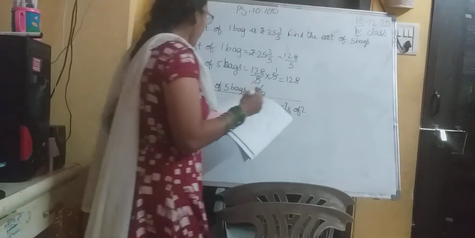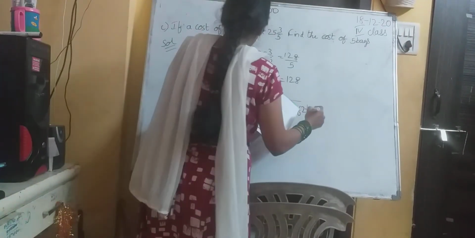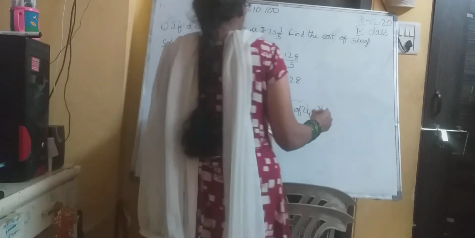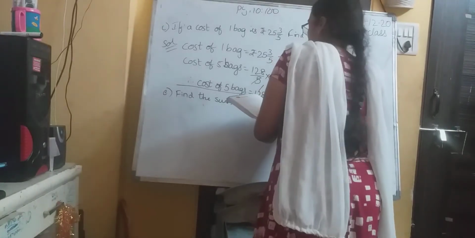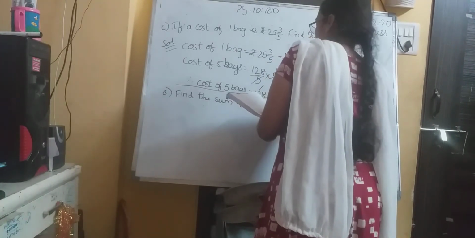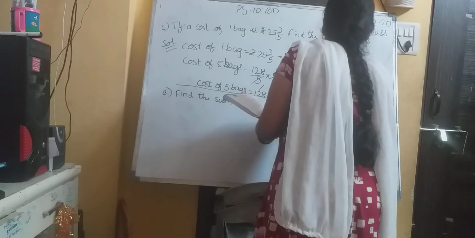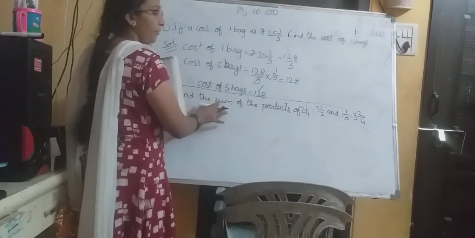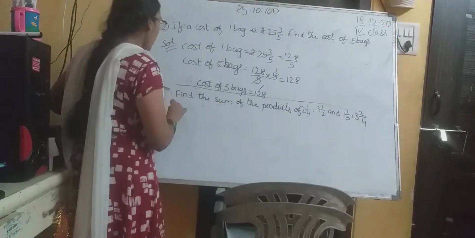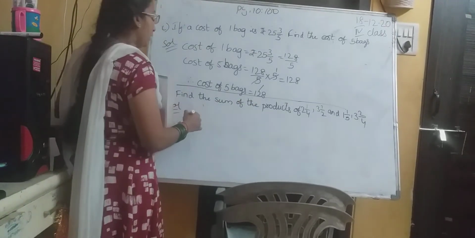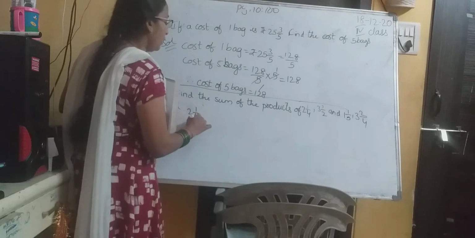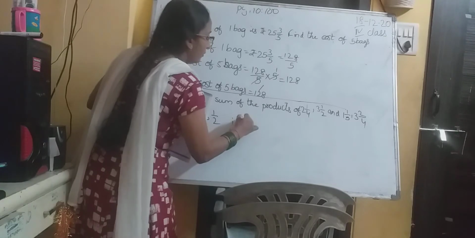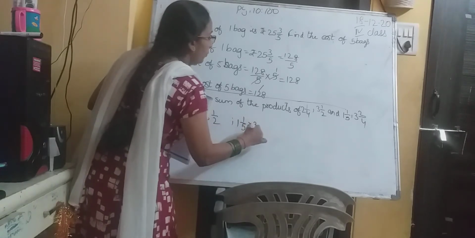Products of 2 1 by 4 and 3 1 by 2, then 1 1 by 5 and 3 2 by 4. Okay, children. Just find the sum of the products. Means first you have to do the product. 2 1 by 4 into 3 1 by 2. Then what is the next one? 1 1 by 5 into 3 2 by 4.